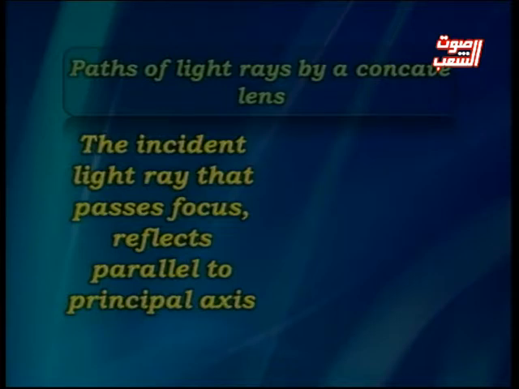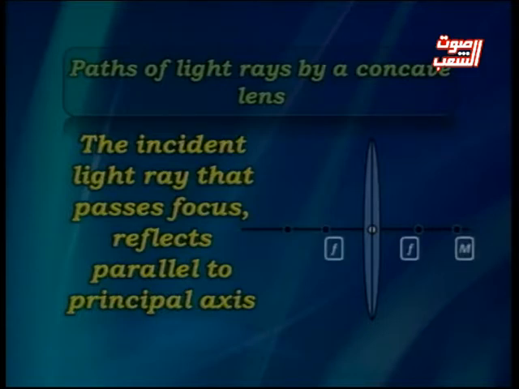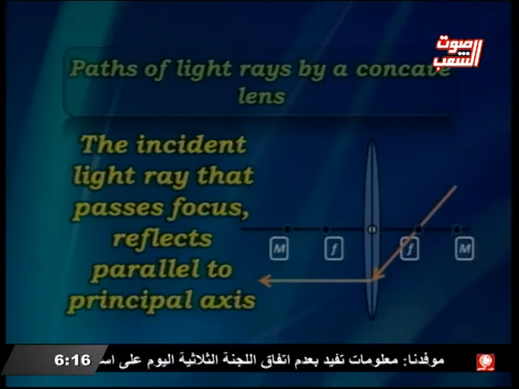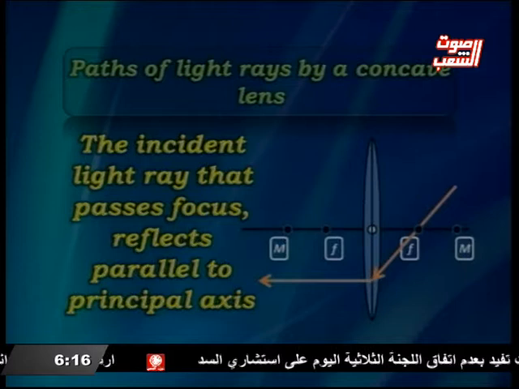Another case: the incident light ray that passes through the focus refracts parallel to the principal axis. How come? If I have the lens like this, we have the principal axis that contains 4 points: 2 M's and 2 F. But note this: the focus is nearer to the lens, and M is after the focus. So we have the light ray passing through the focus, and it refracts parallel to the principal axis. It is very easy, like the first one.